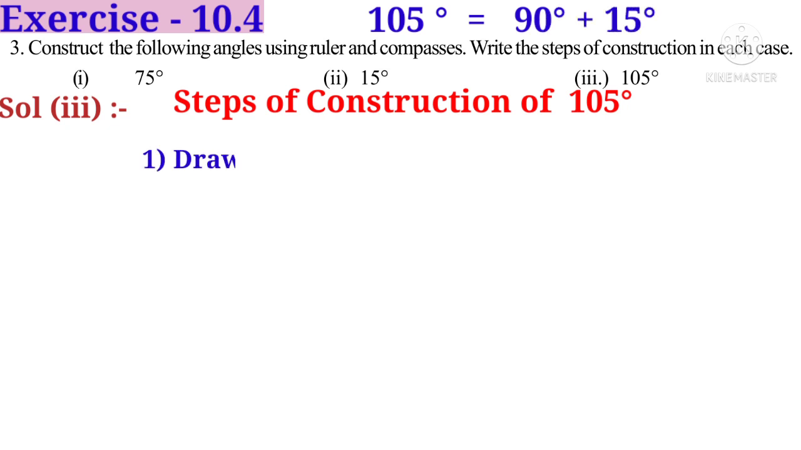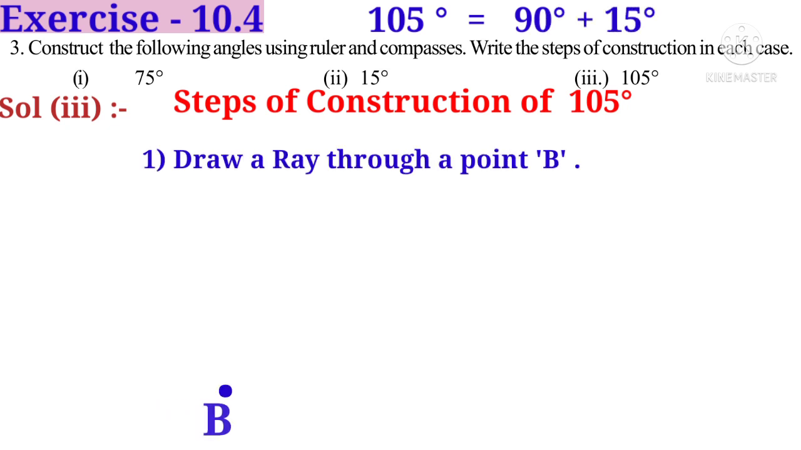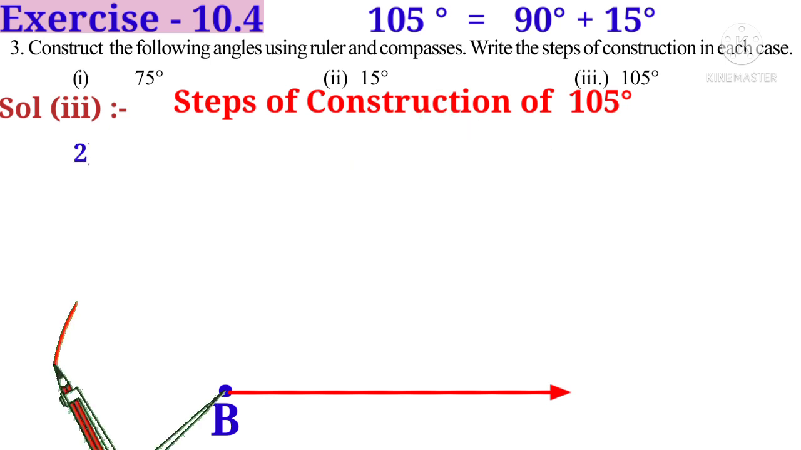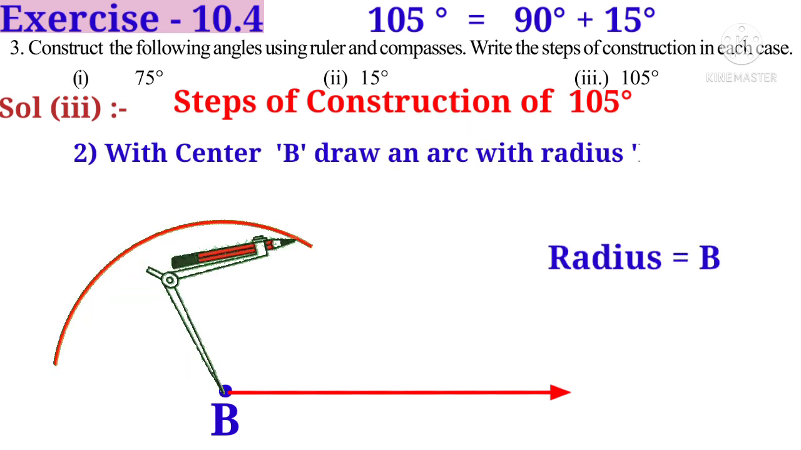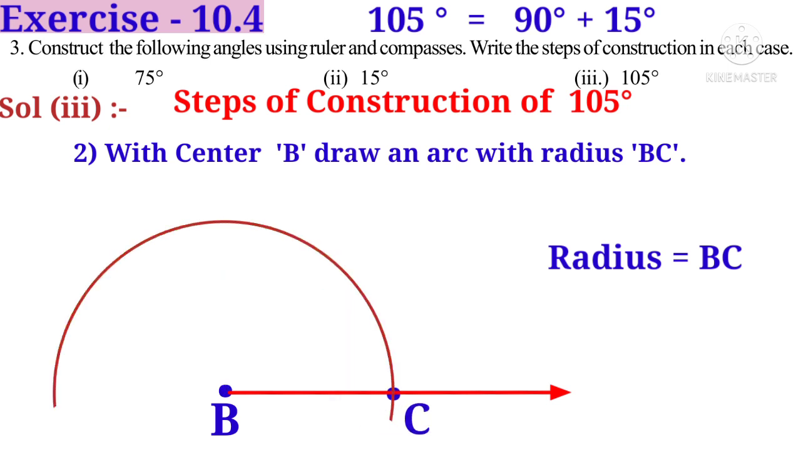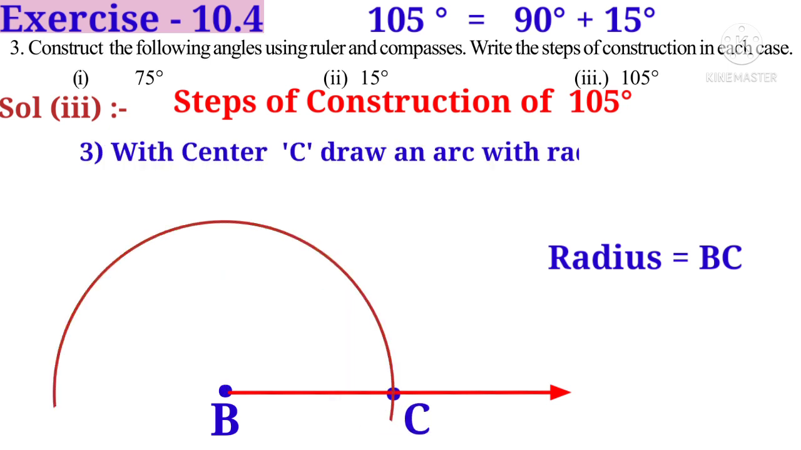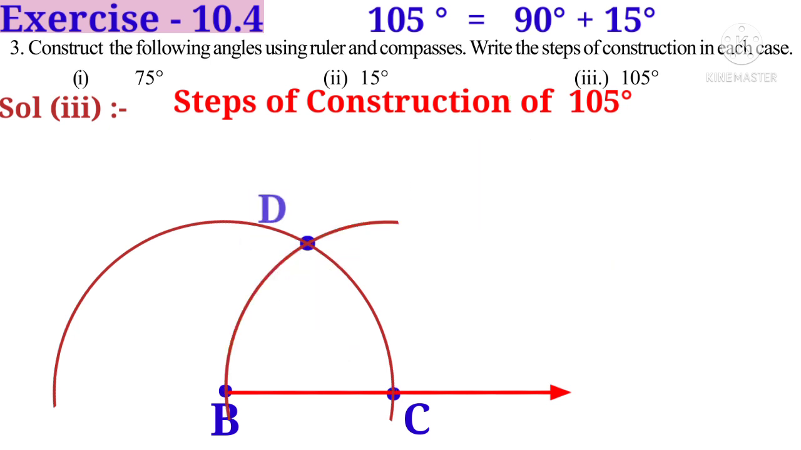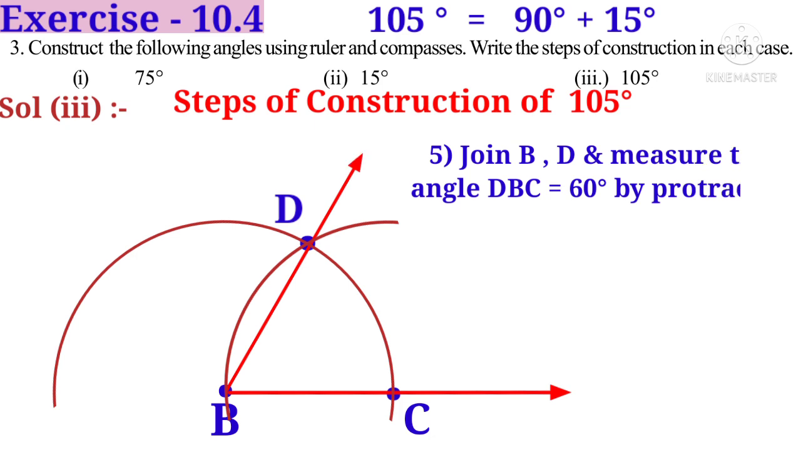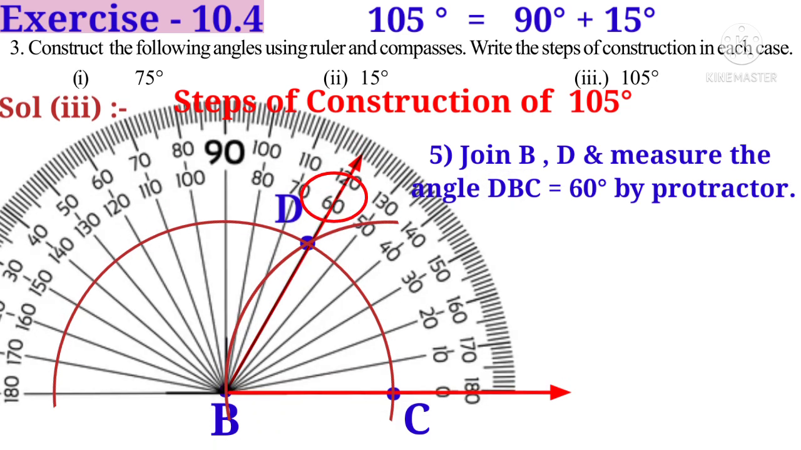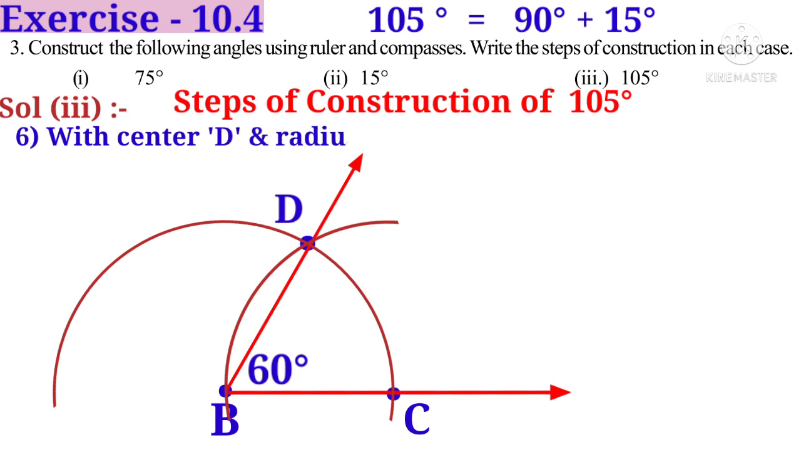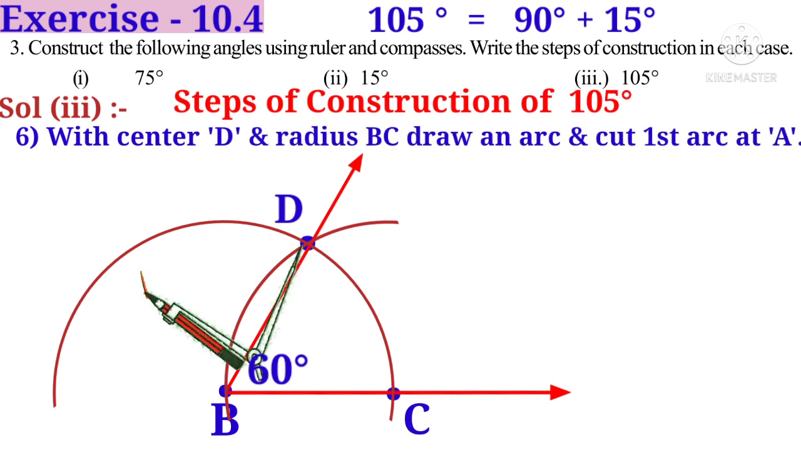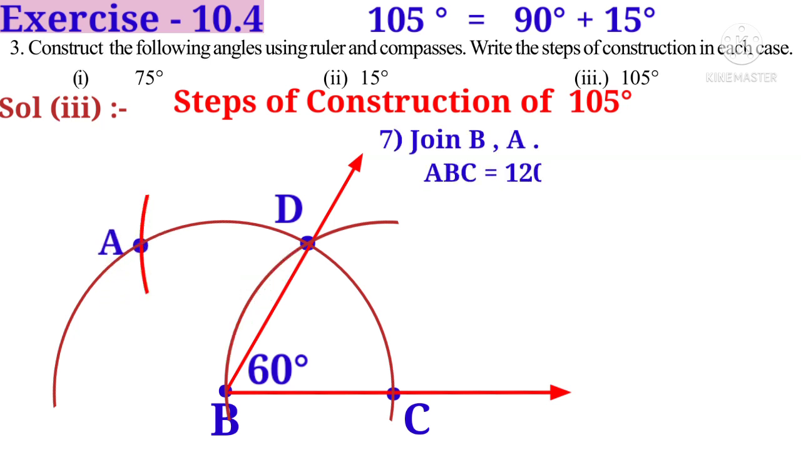Now solution 3. Steps of construction of 105 degrees. Put a point B, draw a ray through it. With center B, with some radius, draw an arc cutting the ray at the point C. Now with center C, with the radius BC, draw another arc cutting the previous arc at the point D. Now join BD with a ray and measure the angle with a protractor and observe that it is showing 60 degrees. Now with center D, with the same radius, draw another arc cutting the first arc at the point A.